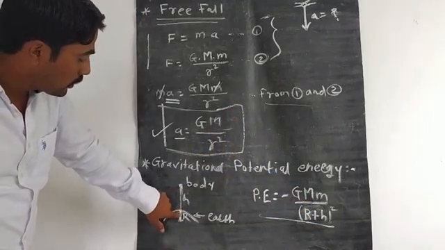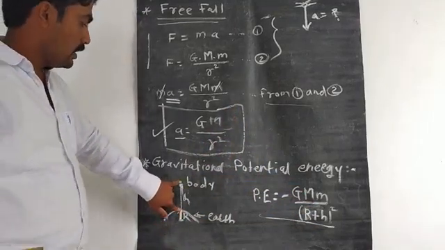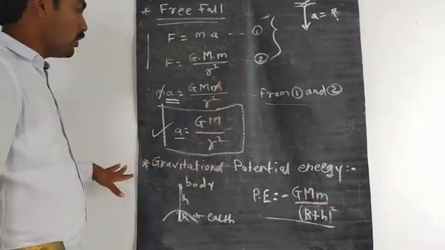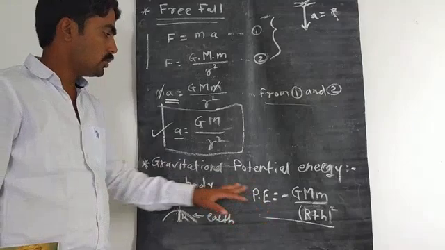From this surface of the earth, from here to here, whatever the height of the body is, it is denoted by h. Then what is the formula for the gravitational potential energy?